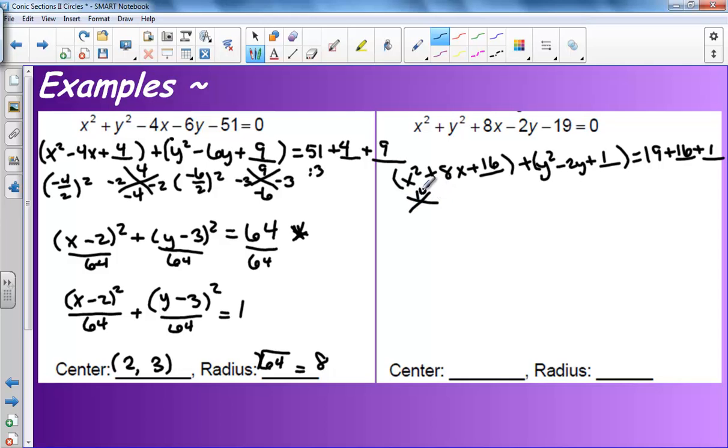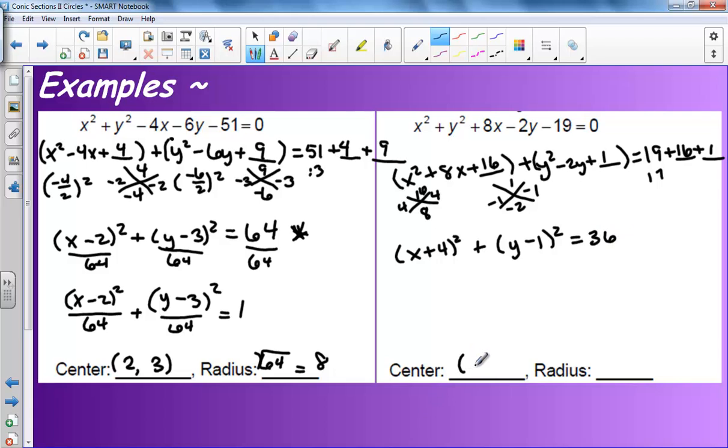So a times c is 16, b is 8. So my factors are positive 4 and positive 4. So I have x plus 4 twice. When I factor here, a times c is 1. B is negative 2, so the only thing that'll work here is a negative 1 and a negative 1. So I have y minus 1 twice equals 19 plus 17, which is 36.